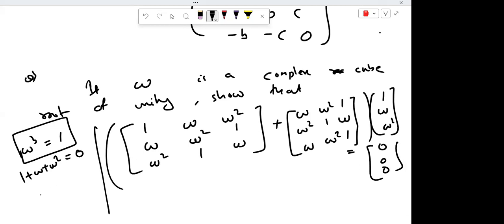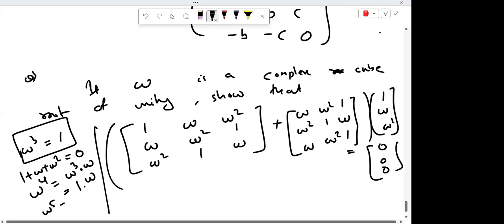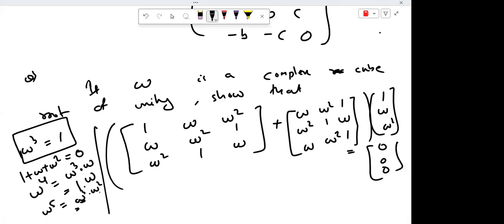One more thing you should know: if you calculate omega to the power 4, this is omega cube times omega, and omega cube is 1, right? So it is again omega. If you have to calculate omega 5, you can do omega cube times omega square. Omega cube is again 1, so omega square. This way we can reduce the powers of omega also. All right? Yes, sir.